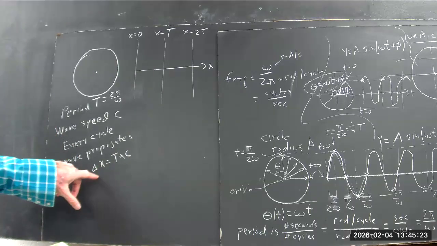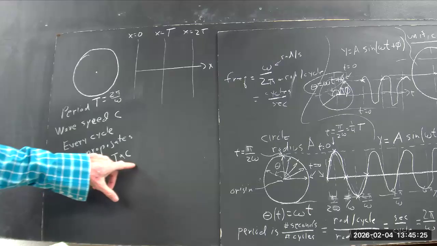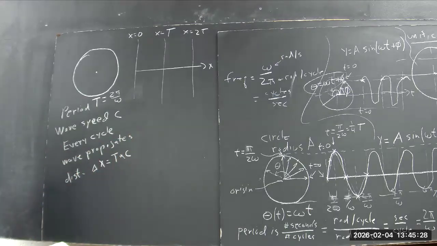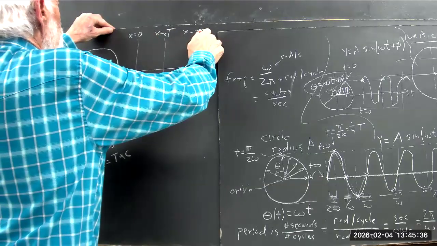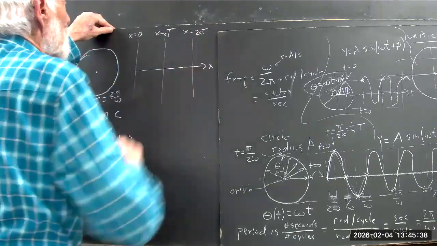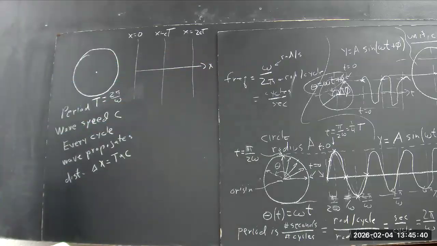Every cycle, the wave propagates a distance equal to the period times the speed of the propagation. Just speed and distance, right? So I should have labeled this CT and 2CT. Can you see that? Can you see the C? You believe it's there, even if you can't see it? Okay, that was kind of bonehead on my part.